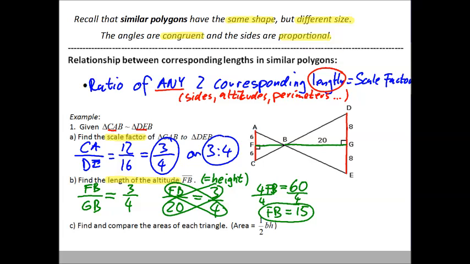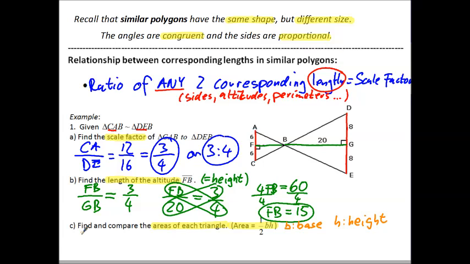Next, we're supposed to find and compare the areas of each triangle. And luckily, we have been given the formula to find the area back here. The area is equal to 1/2 B times H. Now, what do B and H stand for? B stands for the base of a triangle, and H stands for the height, which we have already mentioned before. And again, the height is the length which is perpendicular to the base and goes from the base all the way up to the top of the triangle.